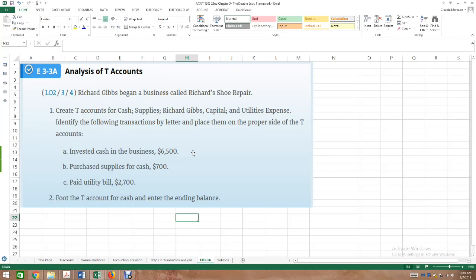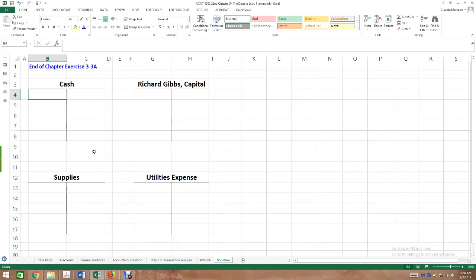Okay, so what happened here? What 2 accounts are being affected? Well, I know that we are receiving cash because it says here that he invested cash in the business. So that means that Richard gave me $6,500 for the business. Okay? So I have $6,500 more in the business. And now Richard has an investment in the business. His capital has grown because now he is the owner of the business. He's the one that put in the $6,500. His capital account is increasing. Okay? So, cash. Okay? What's happening to my cash?